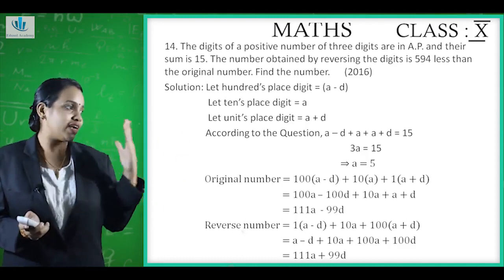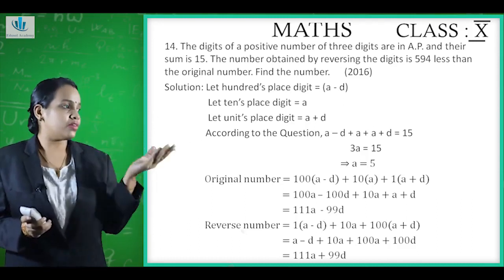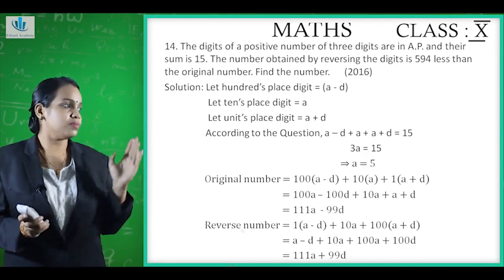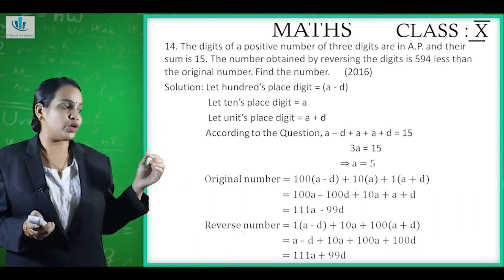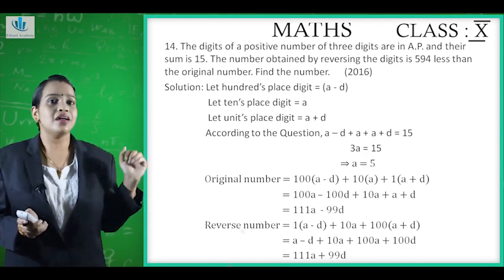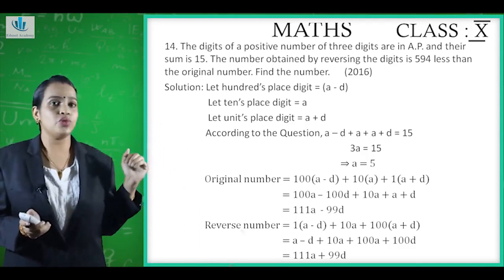Now what we will do, we will reverse, that means first unit, then tens, then 100. Earlier it was 100 times unit. When we reverse it, it becomes unit, tens and 100. So we will put the values 1 into a minus d plus 10a plus 100 into a plus d.